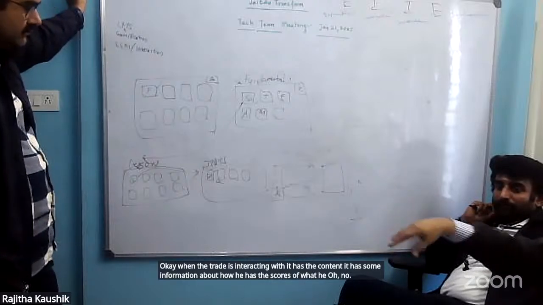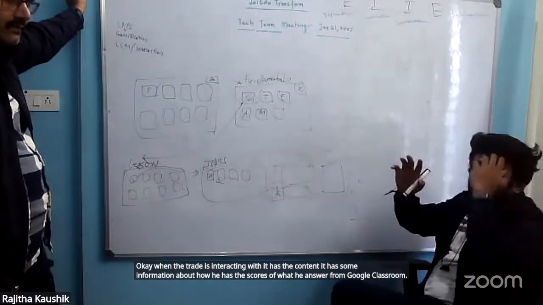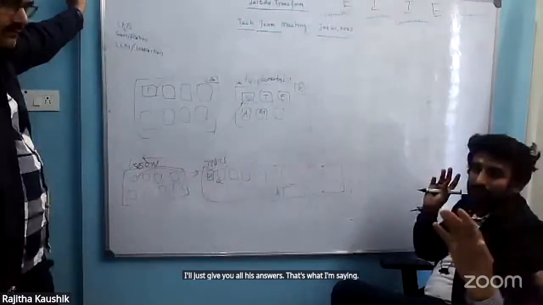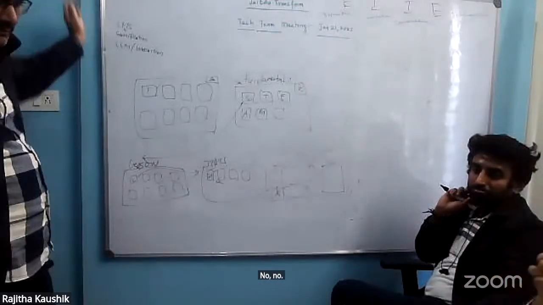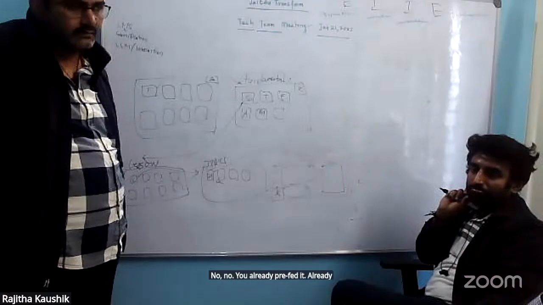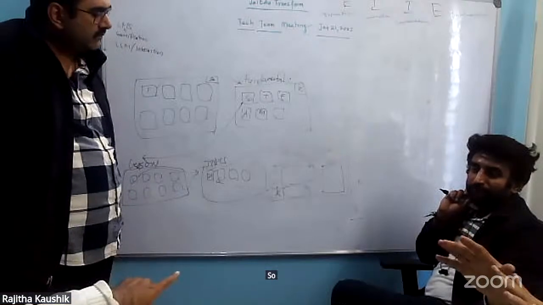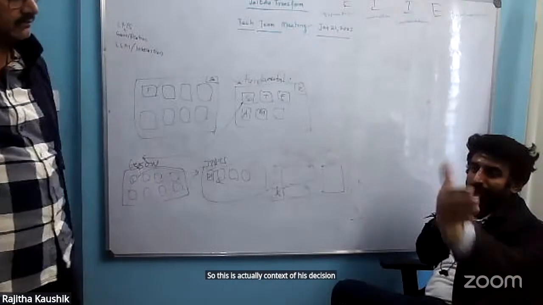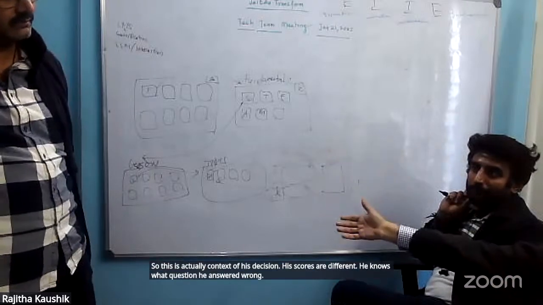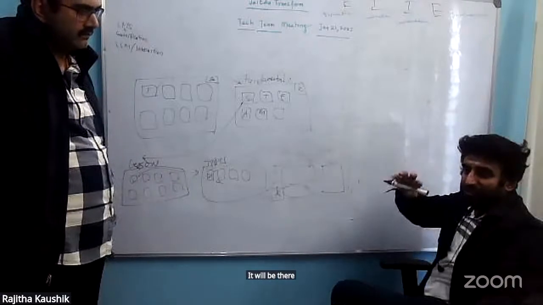Gemini doesn't have the answers. Why should it have them? We have the answers from Google Classroom. Gemini doesn't read them, so we have to program it. I'll give you all his answers. You've already pre-fed the content to Gemini, the AI tutor, so this is the context. No, the current context: his scores are different, he knows which question he answered wrong. I'll give you a simulation.